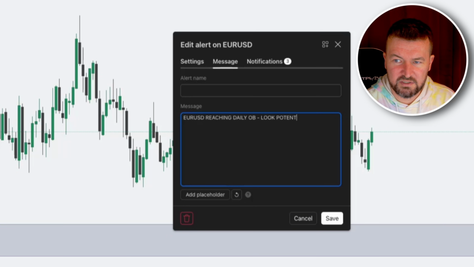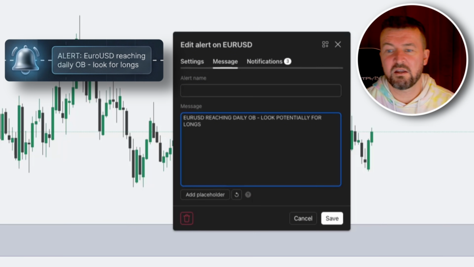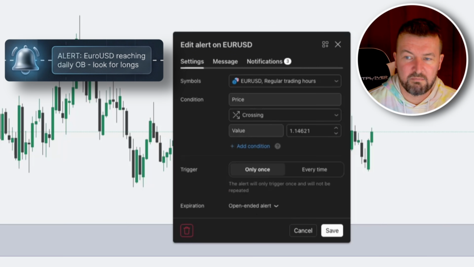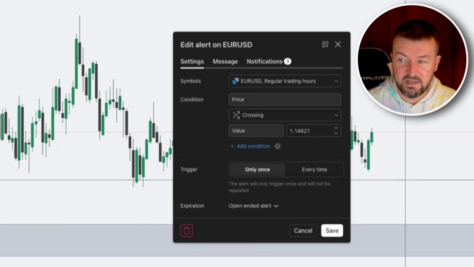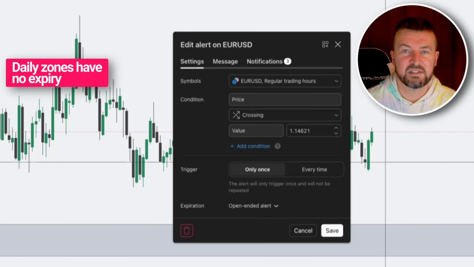Look potentially for longs. So that alert would pop up on my phone, it'll pop up on my watch, and it will pop up on the screen as well. So once price does reach down there, at some point I can start looking to get long, because the daily zones are typically the highs and the lows of the days, or areas where there's going to be a rebalance forming. That's where you tend to get at least a reaction.